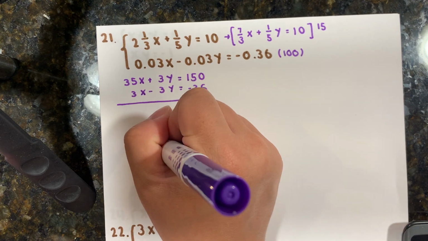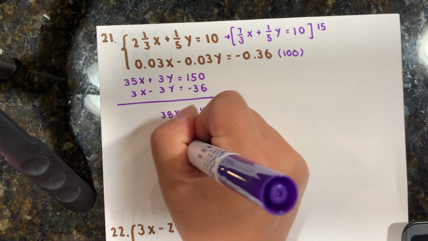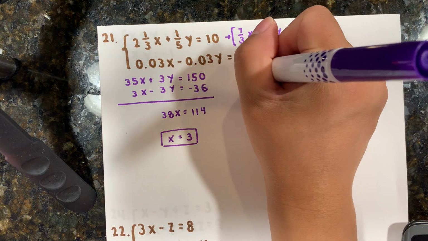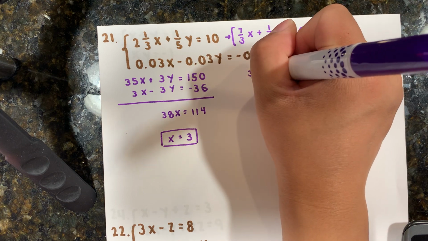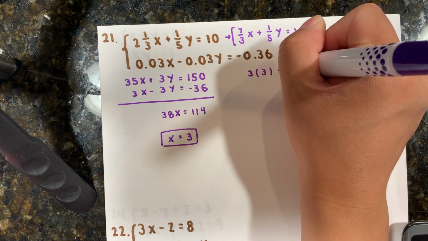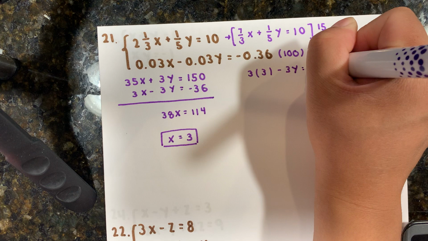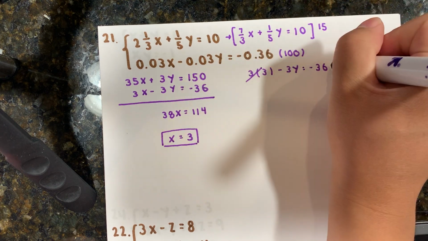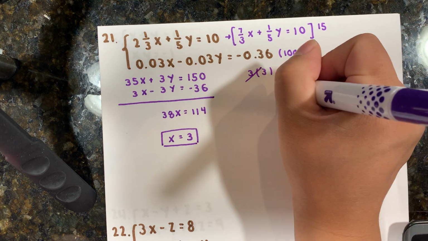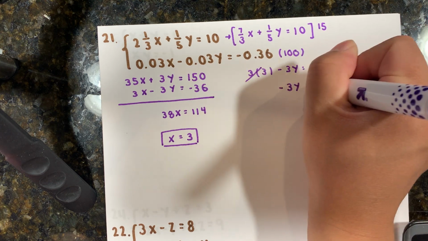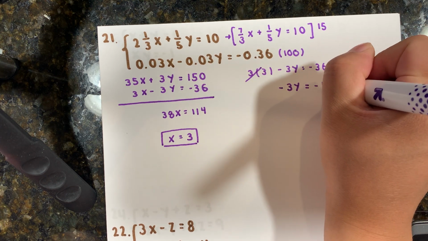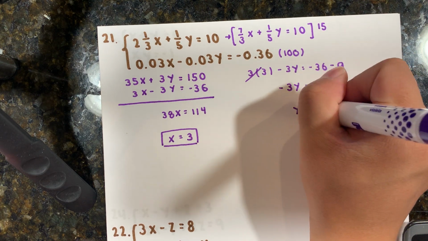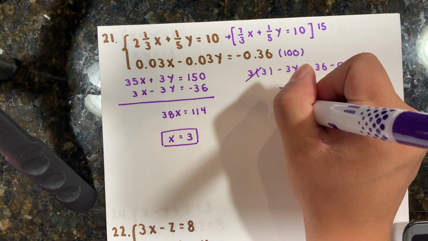And now that I know what x is equal to, you can plug that into either the top or the bottom equation. I'm going to choose the bottom one because they have smaller numbers. So 3 times 3 minus 3y equals negative 36. 3 times 3 is 9, so I'm going to subtract 9. So I have negative 3y is equal to negative 45. So that means y is going to be equal to 15.